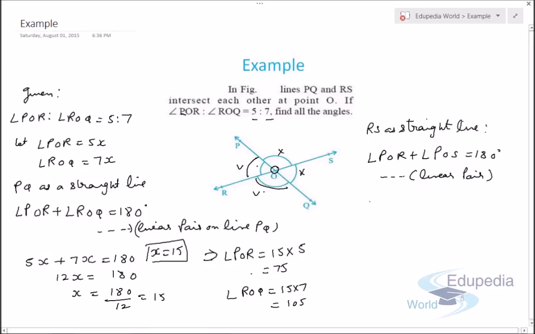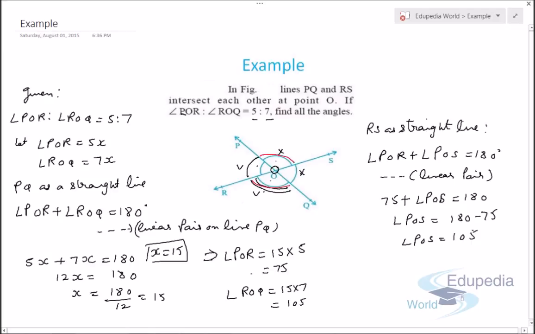Then this means we can write angle POR, we got it as 75, plus angle POS equals 180. We need to find angle POS. Then angle POS will be equal to 180 minus 75. So angle POS will be equal to 105. Or we can say that this angle is equal to this angle.